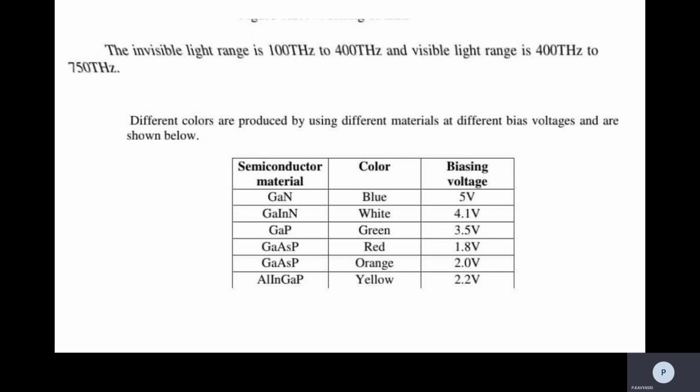And the next one is gallium arsenide phosphide, which produces red and orange colors, but the biasing voltage is different. For red color, it is 1.8 volts, and for orange, it is 2 volts. And the last one is aluminum indium gallium phosphide, which produces yellow color, and its biasing voltage is 2.2 volts.